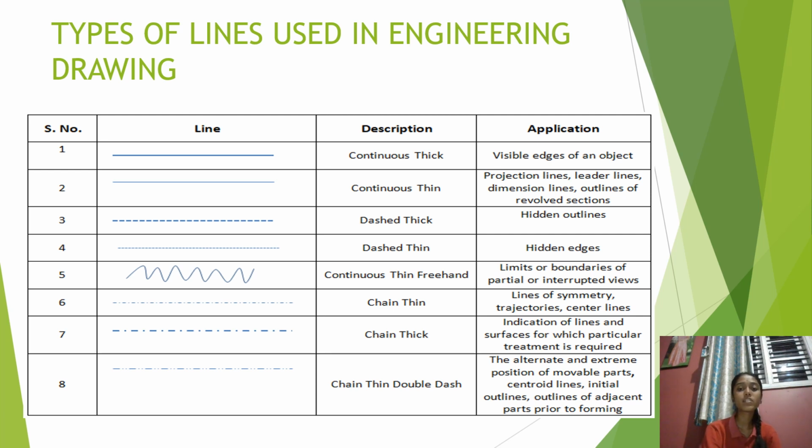This is called the continuous thin freehand line, which is used for limits or boundaries of partial or interrupted views. This is known as the chain thin line, which is used for lines of symmetry, trajectories and center lines. This is called the chain thick line, which is used for indication of lines and surfaces for which particular treatment is required. And this is the chain thin double dash line, which is used for the alternate and extreme positions of movable parts, centroid lines, initial outlines, and outlines of adjacent parts prior to forming.